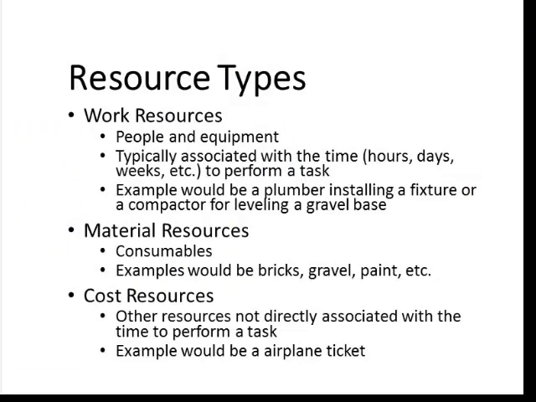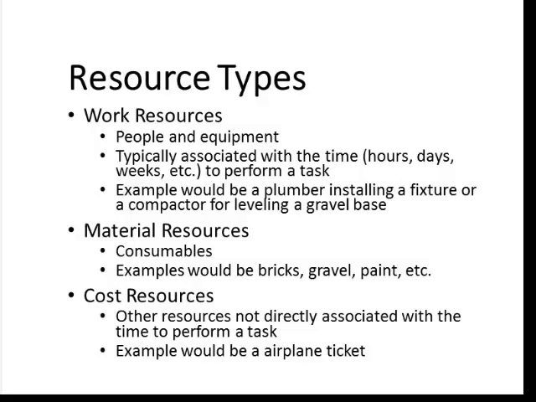There are actually three types of resources that we use in MS Project. Work resources typically are people and equipment. Those are associated with time to perform a task. For example, a plumber that was installing a fixture, or in the case of a piece of equipment, a compactor that's used for leveling a gravel base.